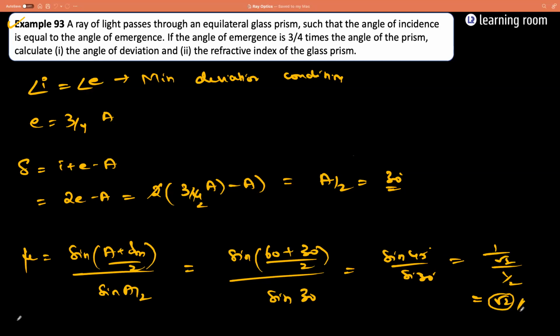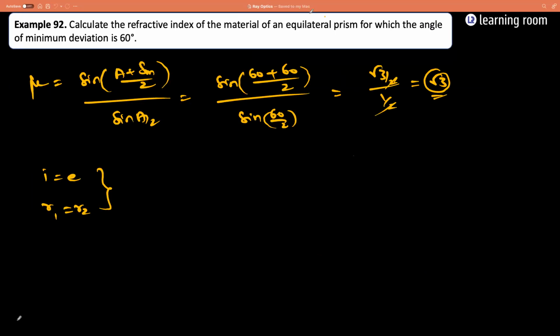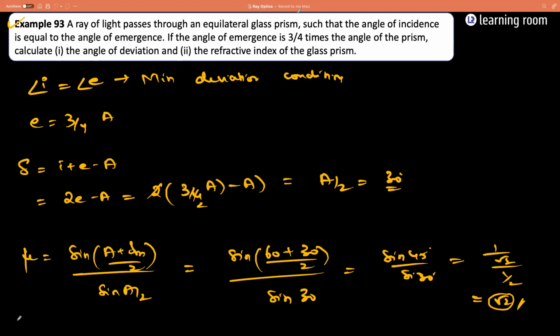Sir, in the previous question, how are you getting A as 60 degrees? Okay, got it? Same is the case here. I hope you are able to follow, right? See, since time is limited, I'm doing it a little fast. If there is any doubt, please stop me.